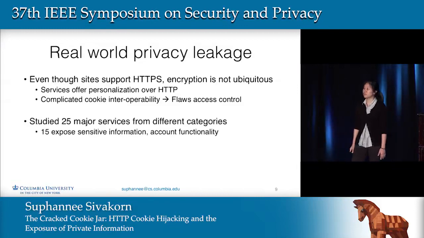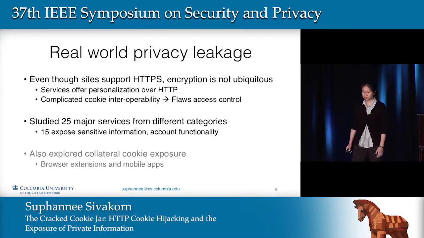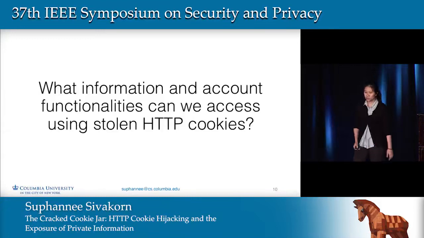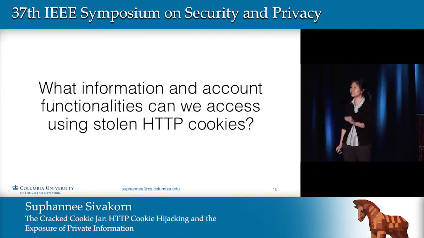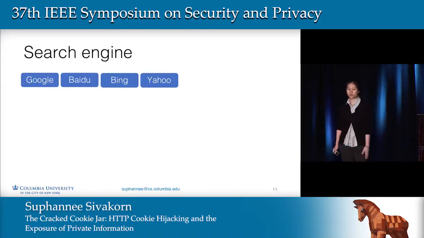So we studied 25 major services in different categories, and we found that 15 of them expose sensitive information and account functionality just by an attacker getting this HTTP cookie. We also took a look at browser extensions and mobile applications as well. So the question is, what kind of information and account functionality can we access using just the HTTP cookie? Let me show you a couple of examples here.